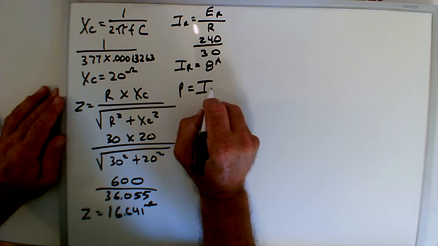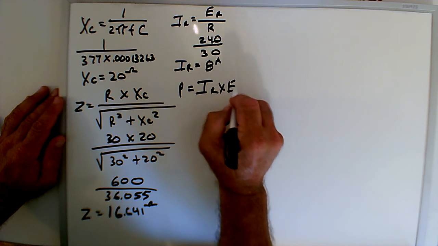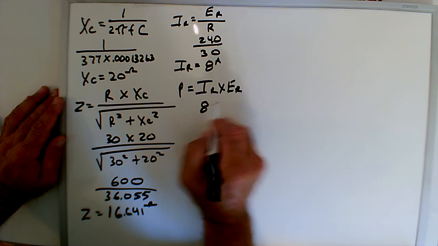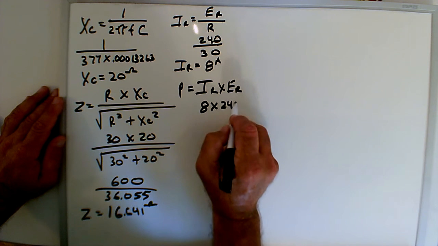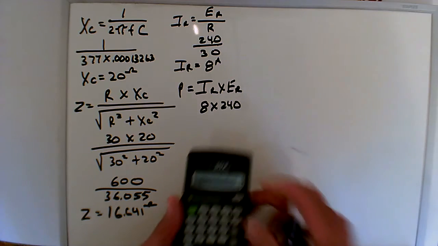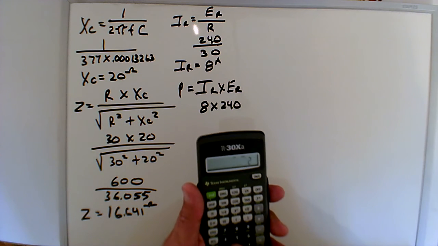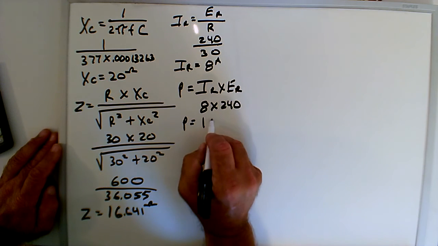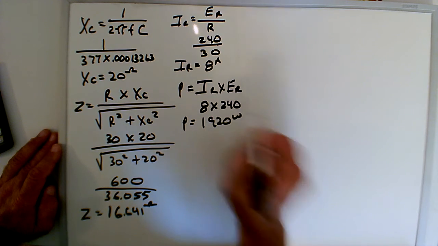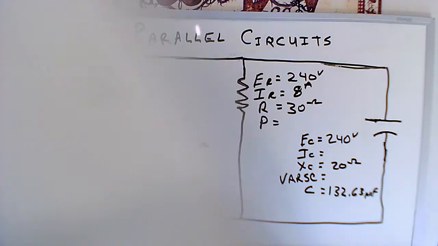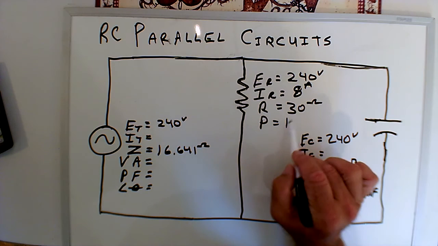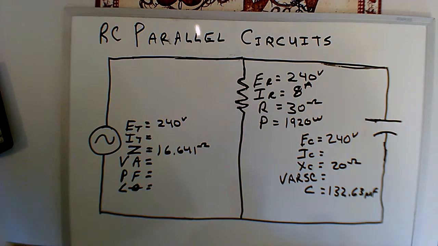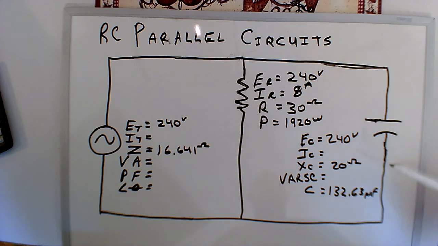P is equal to IR times ER, and that is 8 amps that we just solved for times 240. So if I do that out, 8 times 240 on my calculator, P is equal to 1,920 watts. That's what we're solving for, the wattage or the true power. And I'll write that in here, 1,920 watts.